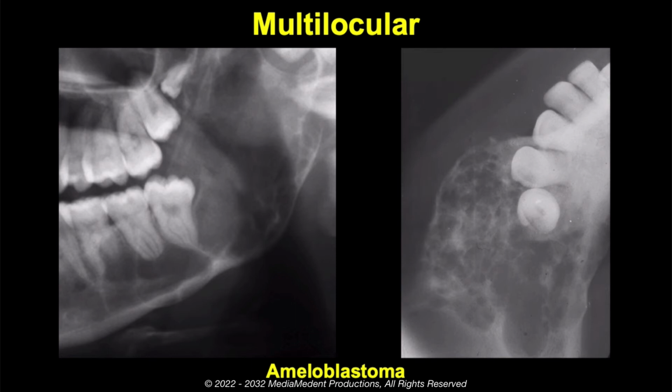Treatment for the ameloblastoma is surgical resection. In spite of this, recurrence may be as high as 30% in the mandible and 50% in the maxilla. The differential diagnosis of multilocular radiolucencies should include ameloblastoma, central giant cell granuloma, odontogenic keratocyst, odontogenic myxoma, and ossifying fibroma.